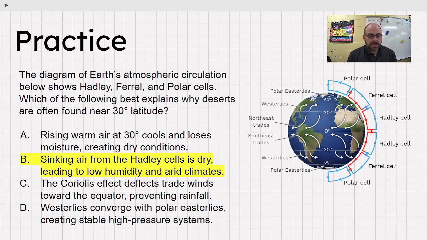B is the correct answer. I hope this is helpful. We're going to be looking at 4.6 right around the corner.